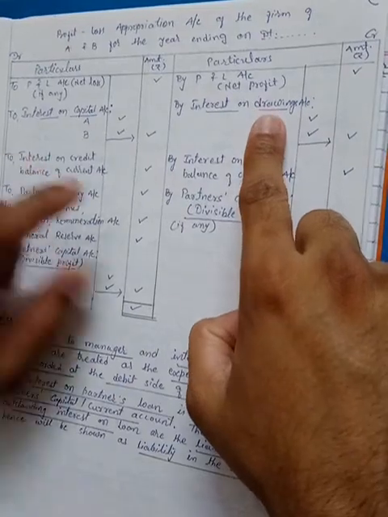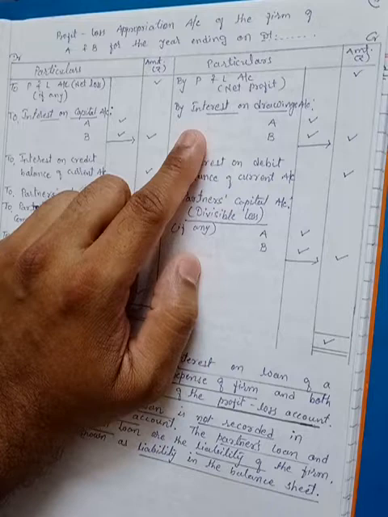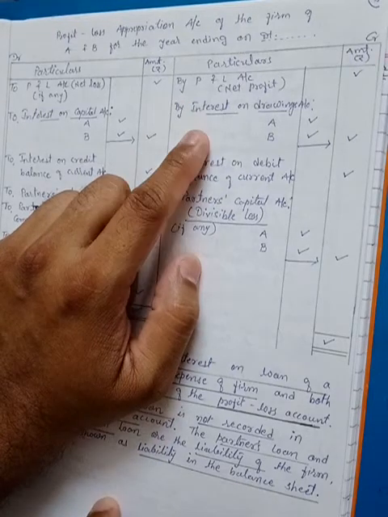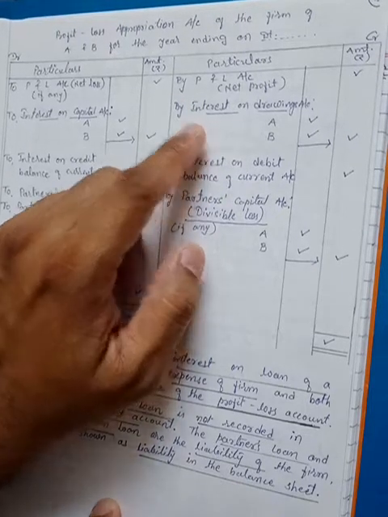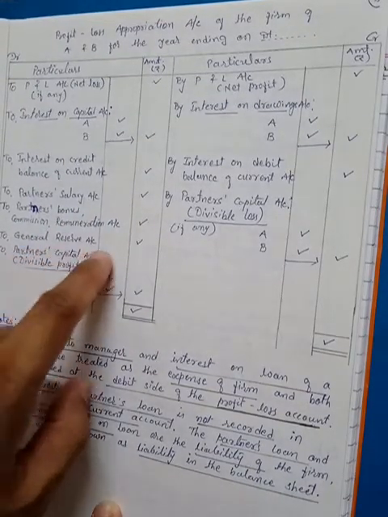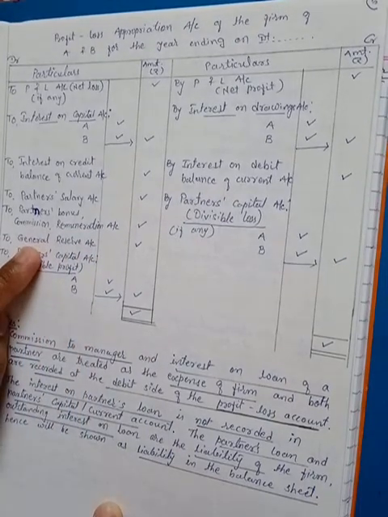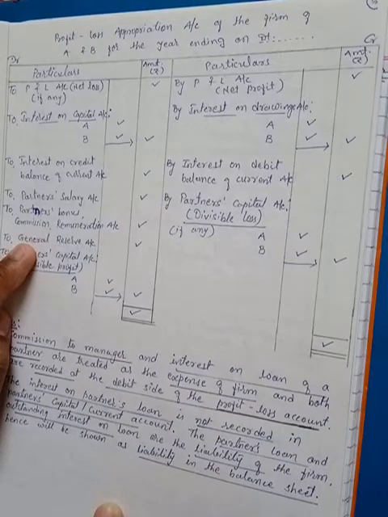Similarly, this interest on drawings is an income, so it is shown over here on the credit side of the appropriation account, and the second effect is recorded in the capital account or current accounts on the debit side. Same way, this general reserve, or any amount transferred to any reserve or fund, is not related to the partner. It is created for the purpose of future contingencies. So this general reserve or any reserve created by the firm is recorded in the balance sheet on the liabilities side.